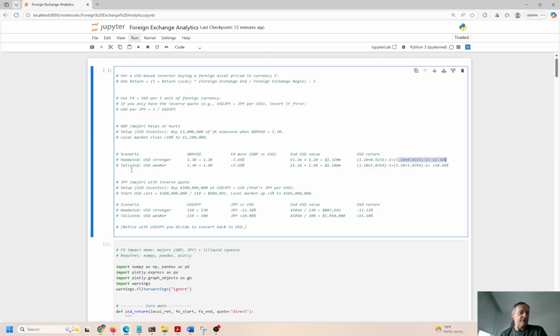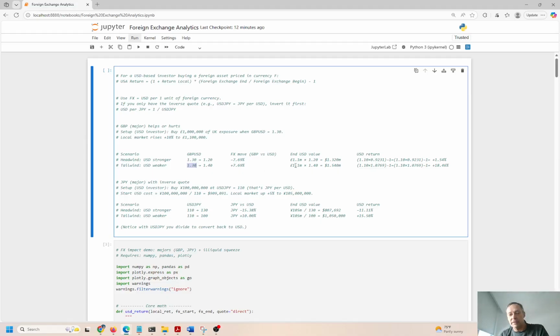So this is the headwind. This is the headwind if USD is stronger. It's stronger only because the British pound is getting weaker. It's depreciating. But if the USD is getting cheaper and you want to pay $1.30 for 1 million British pounds, then it goes to 1.40. It appreciates in value. So it goes up 7.69%.